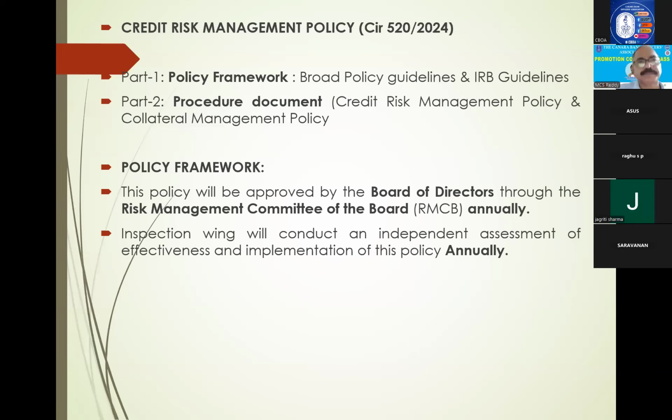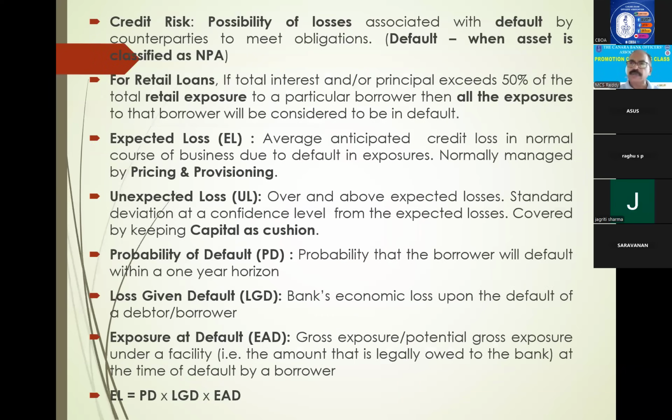CRM policy. General guidelines like your policy framework, broad policy guidelines and IRB guidelines, procedural documents. The policy framework is approved by the board of directors. Morning our Ravi sir was telling what are all the committees for approval of this. Here also almost the same committee, the risk management committee of the board, will approve your policy here, and annually it will be reviewed. The inspection section checks how it is functioning. Inspection wing also will check, but approval is everything by CRMC.